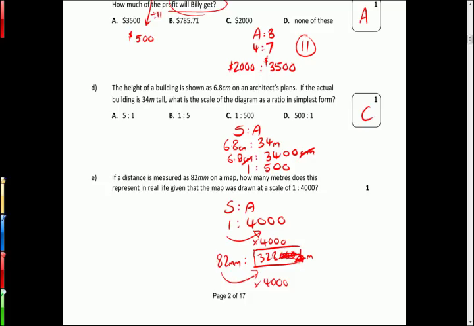So there's my answer. Note I also could have said, look, 1 got multiplied by 82 to become 82, so 4,000 should get multiplied by 82. It would have given me exactly the same number, 328,000 millimeters, which is 328 meters.